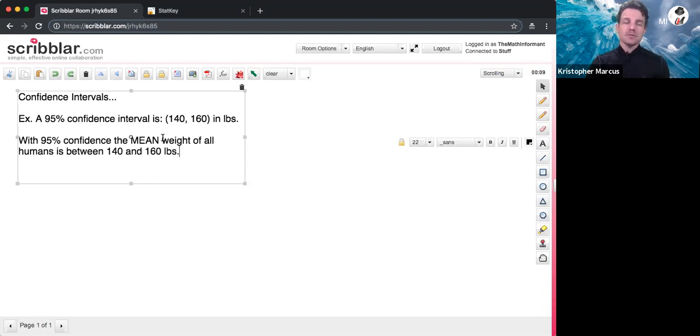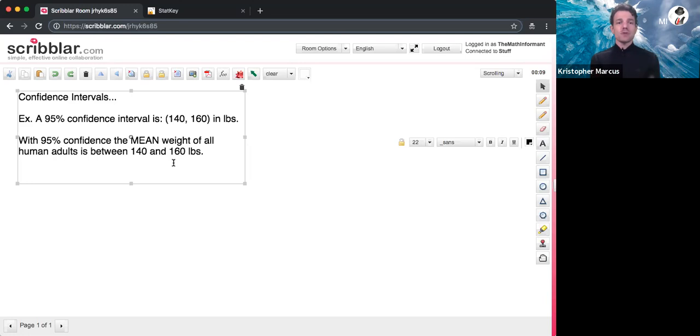And we need to be careful. All humans, or are we saying all human adults? You really need to be very careful about what is being estimated. What does this tell us? Well, if we had all the adults in the world, all human adults, and we were able to calculate their mean, we anticipate that it's very reasonable or plausible that that number would be probably between 140 and 160 somewhere. Not guaranteed, just most likely.